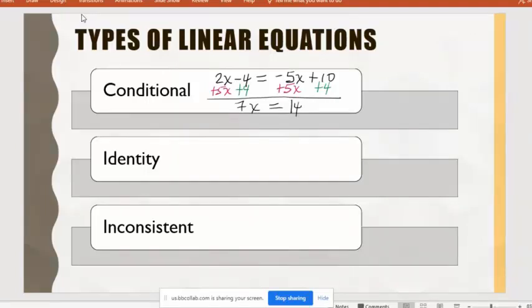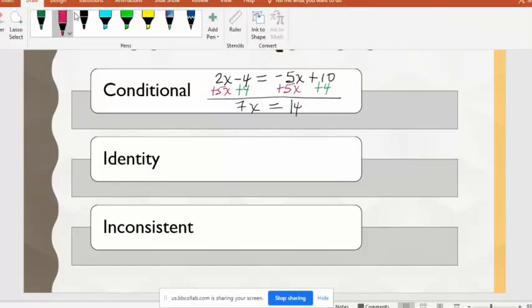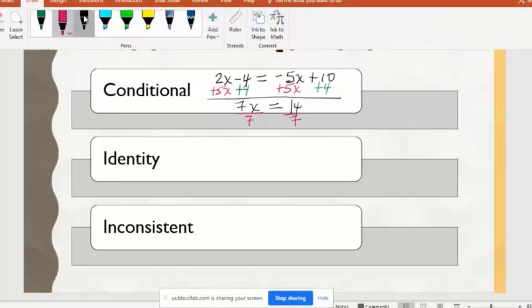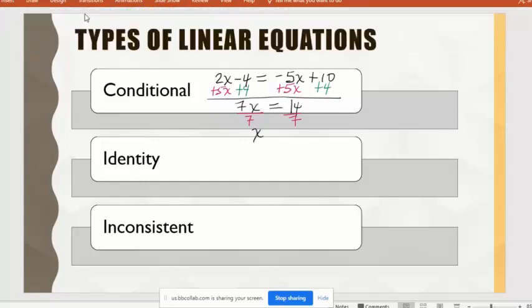And here is a one-step equation, right? So we went from multi-step to one-step, and now what do we do with the 7? Divide, that's right. Divide by 7, and x is just 2. Okay, so here is our answer. x is 2.